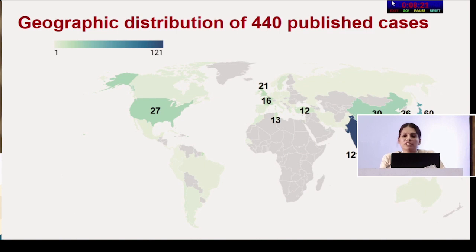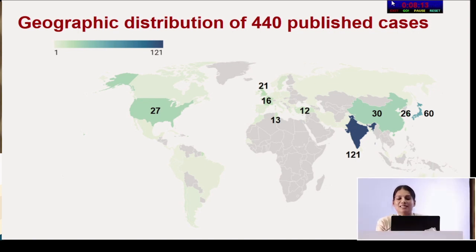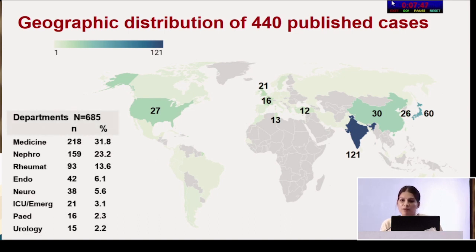Now, this is the geographic distribution of the 440 published cases. As can be seen here, the most number of cases come from India, and China is 30. So, I am in no way suggesting that India has more cases than China. I could not access the Chinese database, and China has so many cases, they would not be reporting individual case reports. Having said that, what can be seen in this map is that the majority of cases of Sjogren's syndrome renal tubular acidosis are from Asia, 64%, though it is also reported from across the world. And I also looked at the departments reporting these cases. Number 1, medicine, followed by nephrology, rheumatology, endocrinology, and neurology.